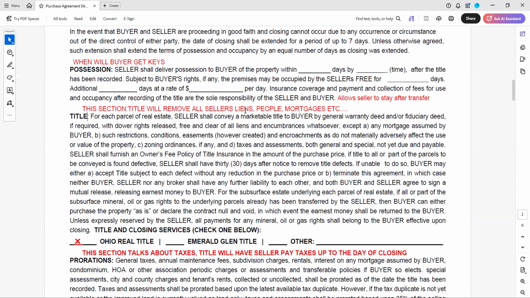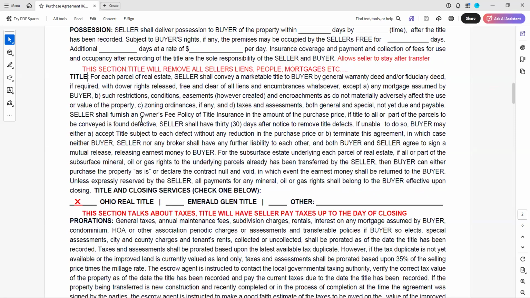Okay, so the title company is going to remove all of that stuff so that when the buyer does take possession, it's just going to have their name and their mortgage, if they're doing one, as a lien, and then any people that they are also including in the title on there.